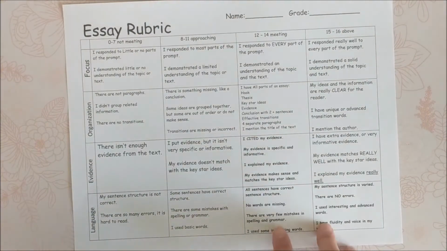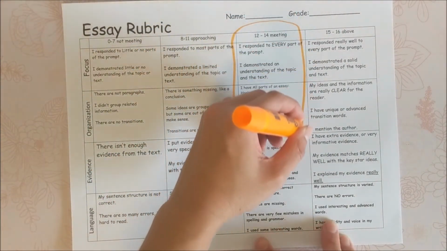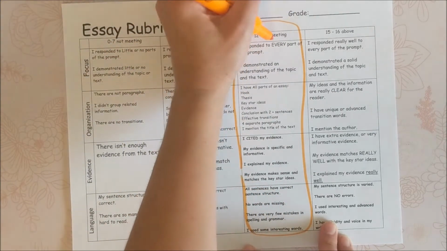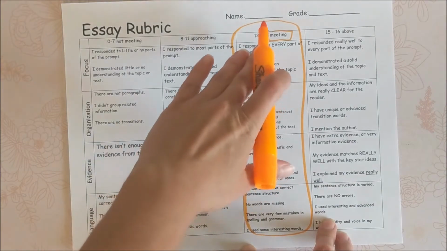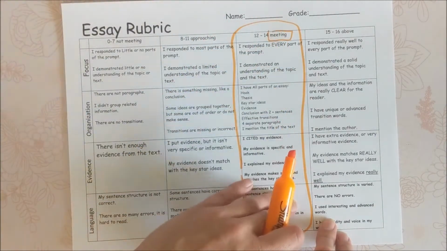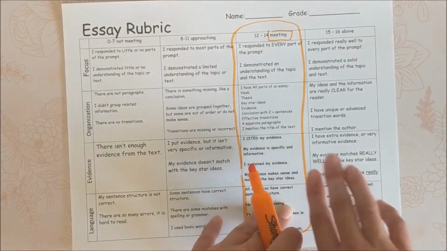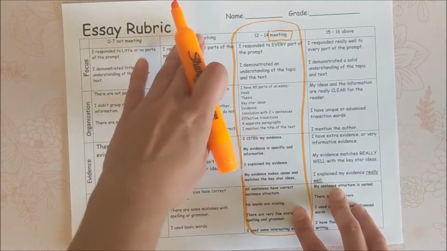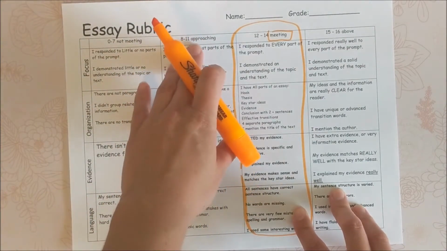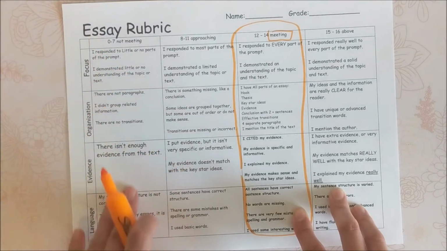The goal is to try to get as many things in this column as you can. This column is called meeting, and that's basically a pass, or proficient, or a good grade. If you do these things, that's more advanced, or it's called above here. If you have more in this column, that means you're close, so you're approaching meeting. And then this column would be not meeting.